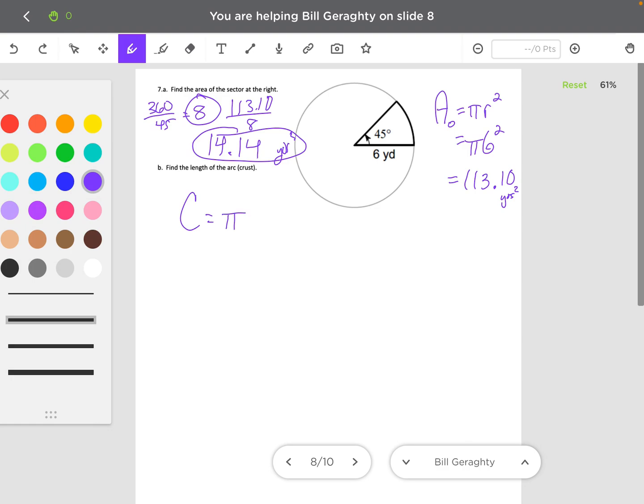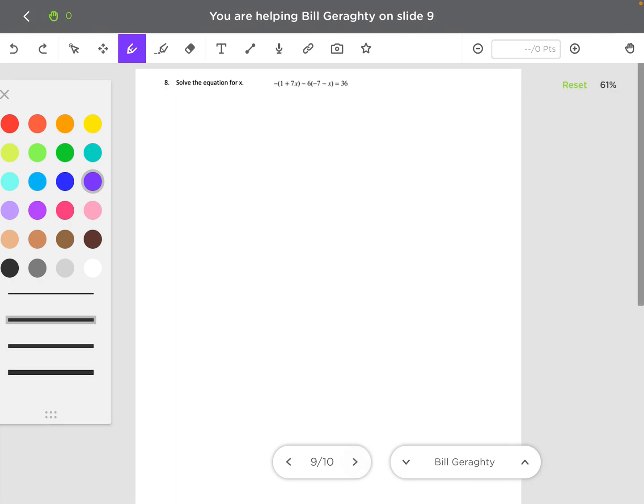Now it said to find the length of the crust. I have to find the whole circumference, which is pi times diameter. In this case, it's pi times 12. Keep in mind the diameter goes all the way across. So in my calculator, pi times 12 is giving me 37.7. That's the entire circumference though. Remember, mine's only cut into 8 equal pieces. So I divide 37.7 by 8 equal pieces, and I'm getting 4.71 yards.